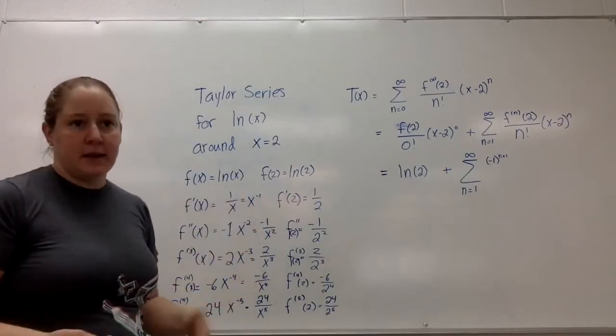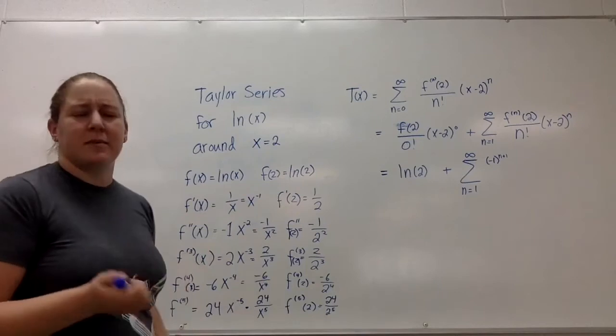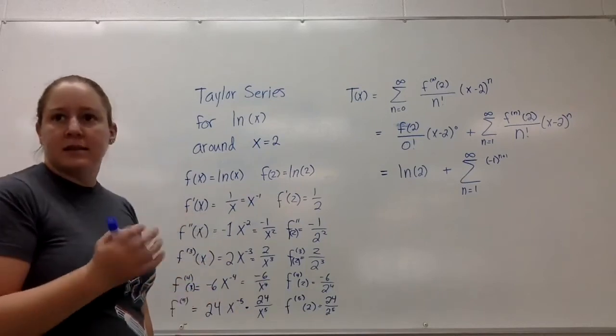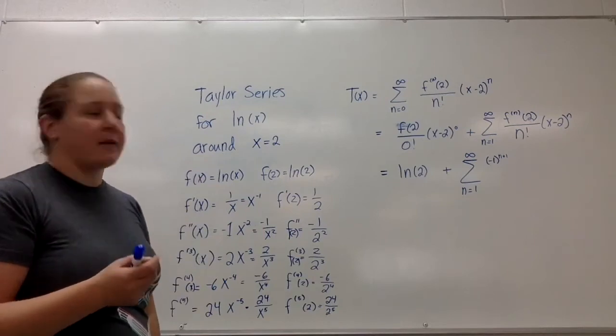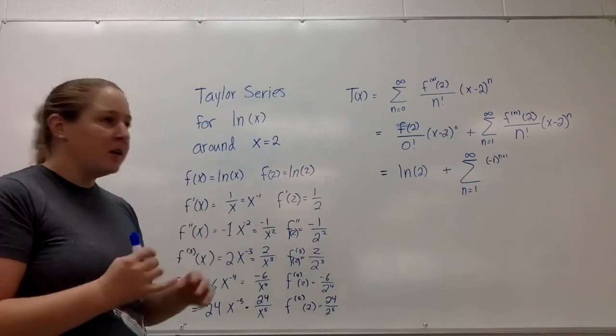If I did negative 1 to the n, like we've done for some other examples, then you're going to get the wrong signs. You're going to have the first one be negative and the next one be positive, so it's going to be wrong.